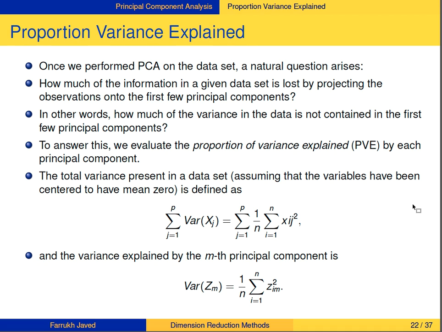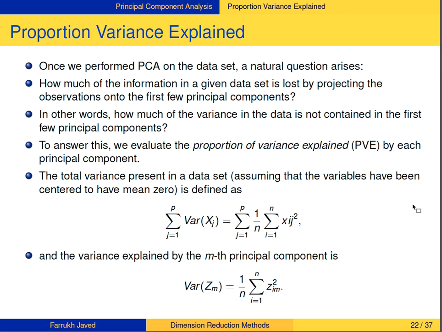Another important factor which we can interpret with the principal components is the proportion of variance explained. The natural question once you have run PCA is how much of the information in a given data set is lost by projecting the observations onto the first few principal components. We are not dealing with the original variables. Instead of 4 variables, now we have 2 variables. So the question is, have we lost something when we did this projection, right?